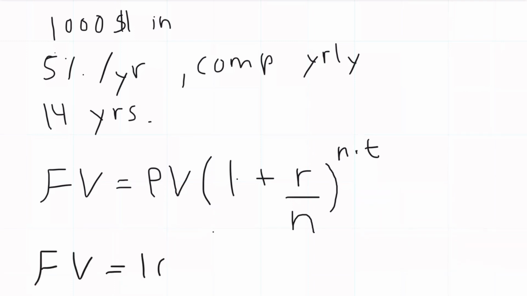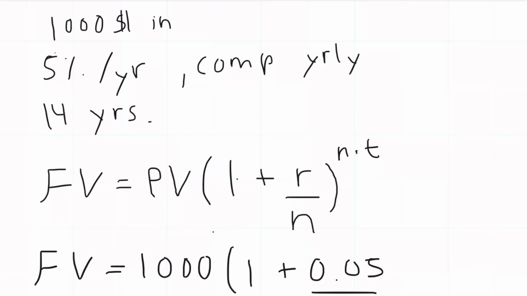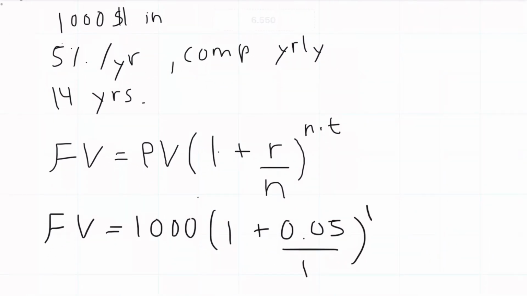Let's plug them in. We put 1,000 in for PV, and then we get (1 + 0.05/1)^(1 × 14).